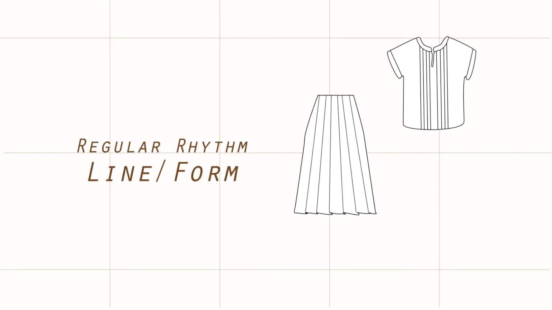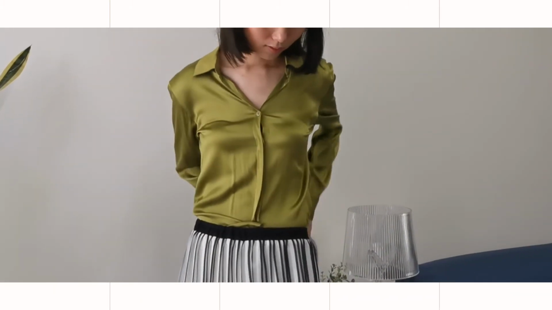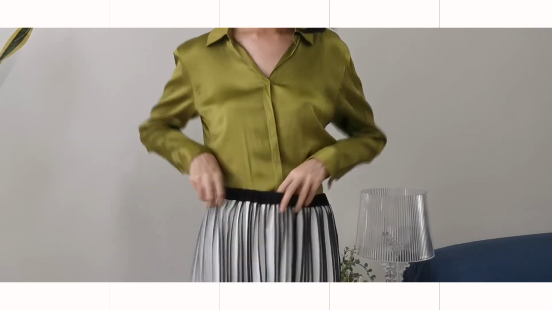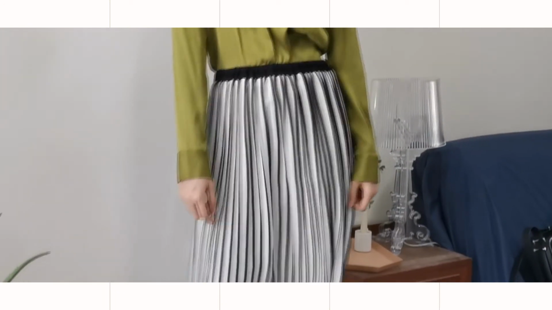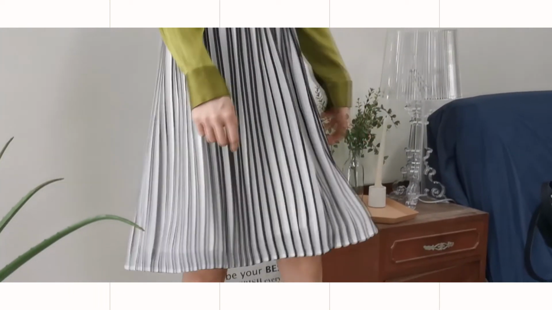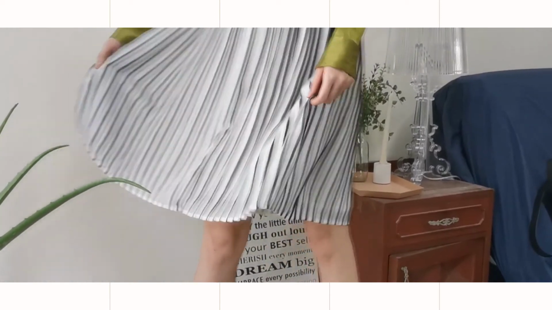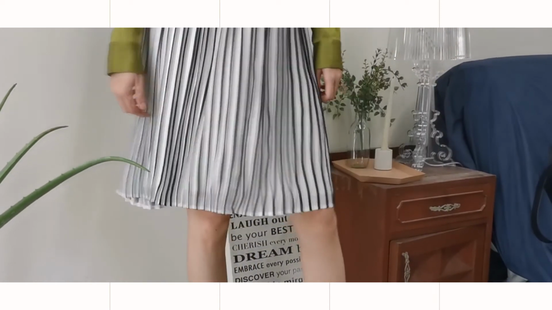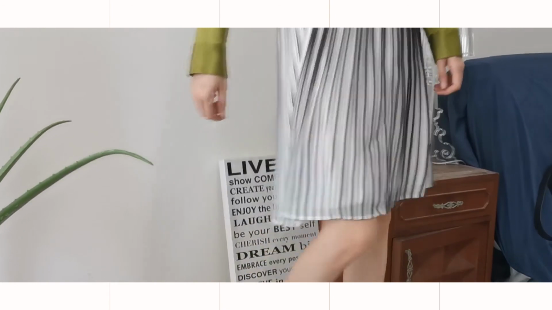For a non-pleat regular rhythm, you can find it in clothes that have pleat detail. I am wearing this black and white skirt, and this skirt is not only black and white stripe, but it also has pleats as well. So this skirt has a clear regular rhythm in it.